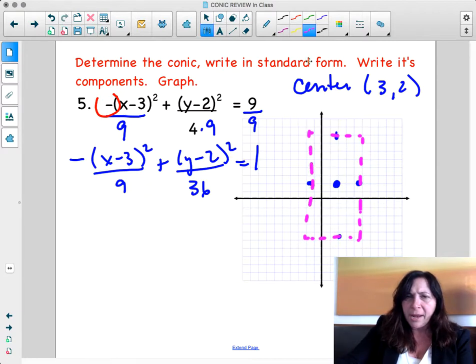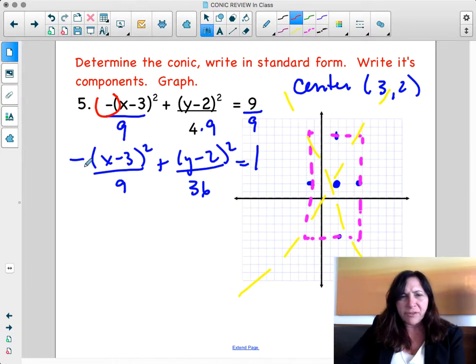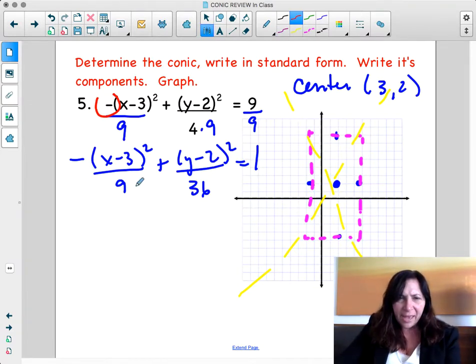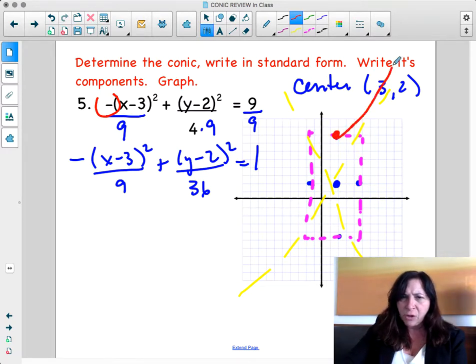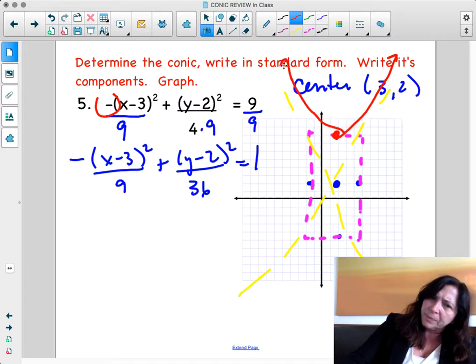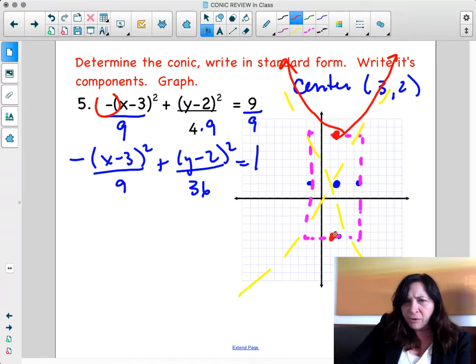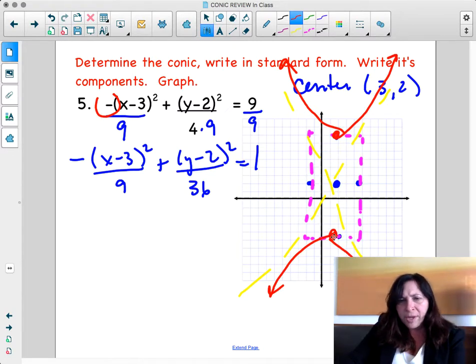Then I'm going to put in my asymptotes, and those are going to go from corner to corner, corner to corner, okay? And then I need to look at the graph and say, well, which one is negative? Well, since my x is negative, that means this became my vertex, and I'm going to follow the asymptotes up, and then my vertex here, follow the asymptotes down. You are responsible for knowing this point, your focal points, your asymptotes.